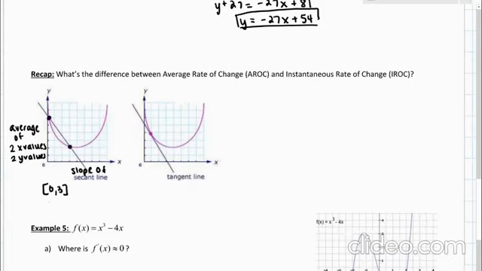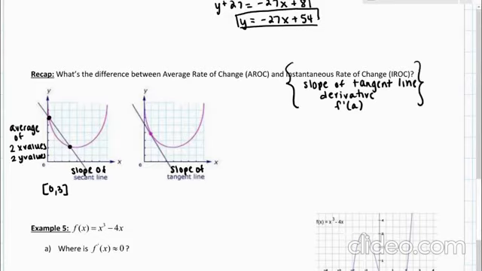If we look at the instantaneous rate of change, it is the slope of the tangent line. So remember that we have these other ways to remember this. It's the slope of the tangent line for the instantaneous rate of change. We also call that the derivative, and we also call it f prime of a. So these are all talking about the same thing. So if we look at this graph here, we are going to call the first one g of x, and we're going to call this graph here f of x.